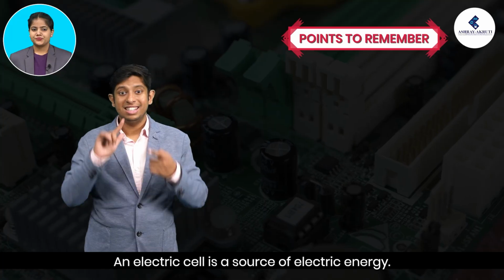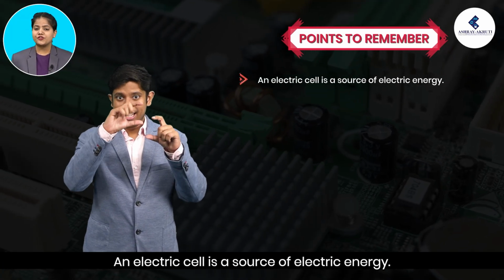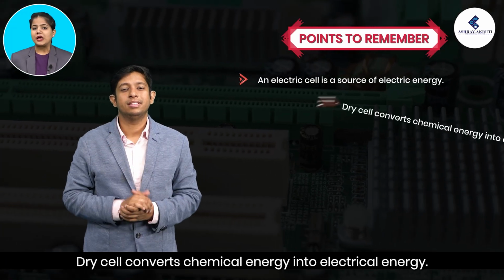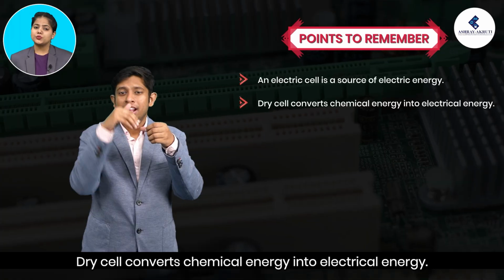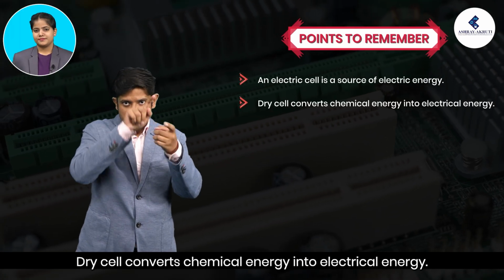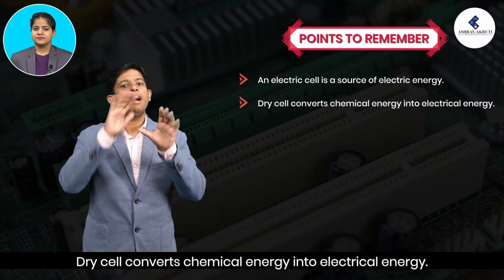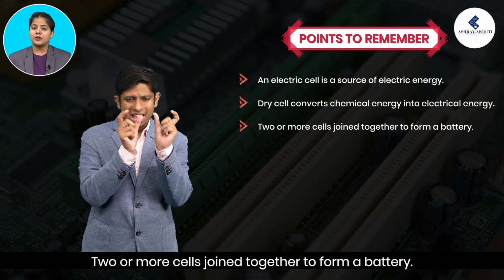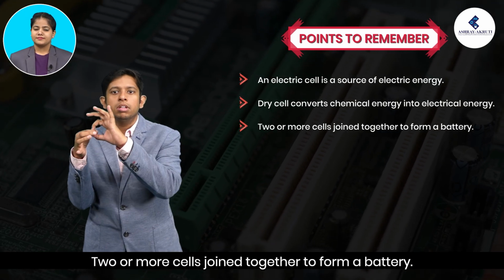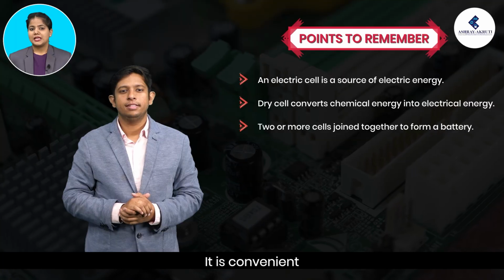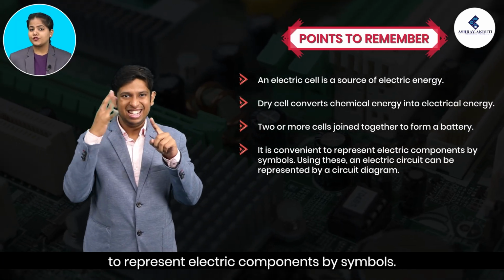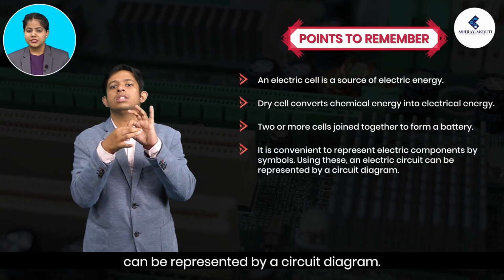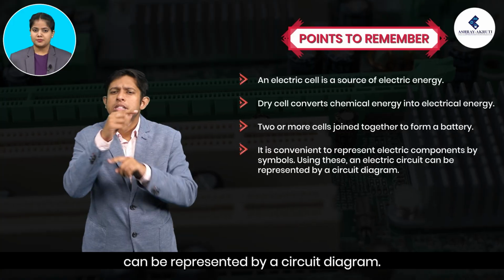Points to remember. An electric cell is a source of electric energy. Dry cell converts chemical energy into electrical energy. Two or more cells join together to form a battery. It is convenient to represent electric components by symbols. Using these, an electric circuit can be represented by a circuit diagram.